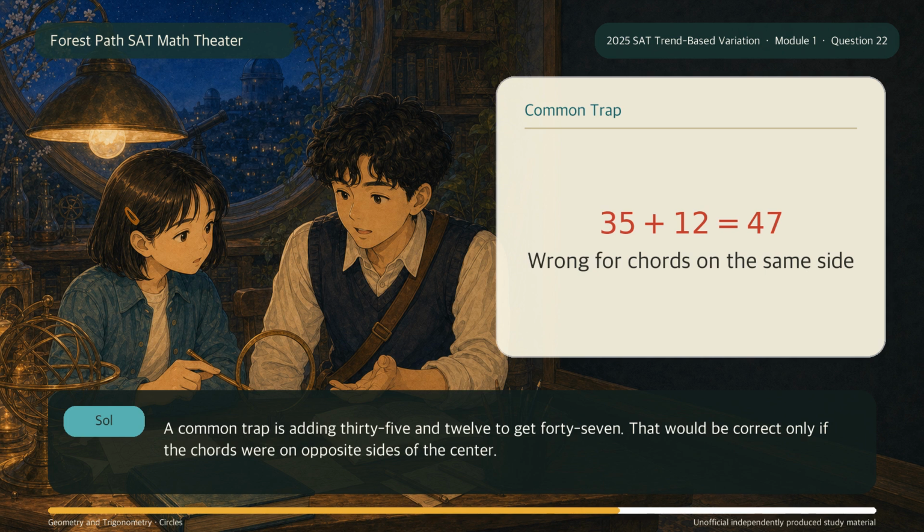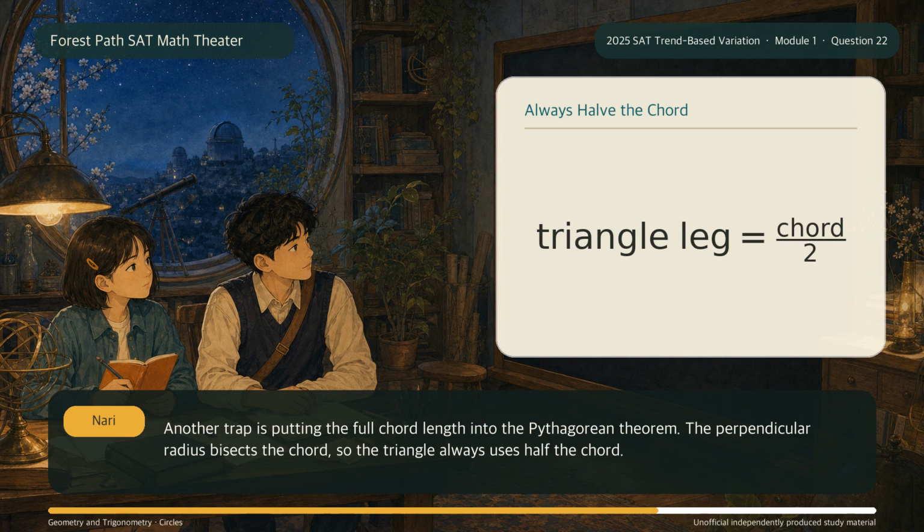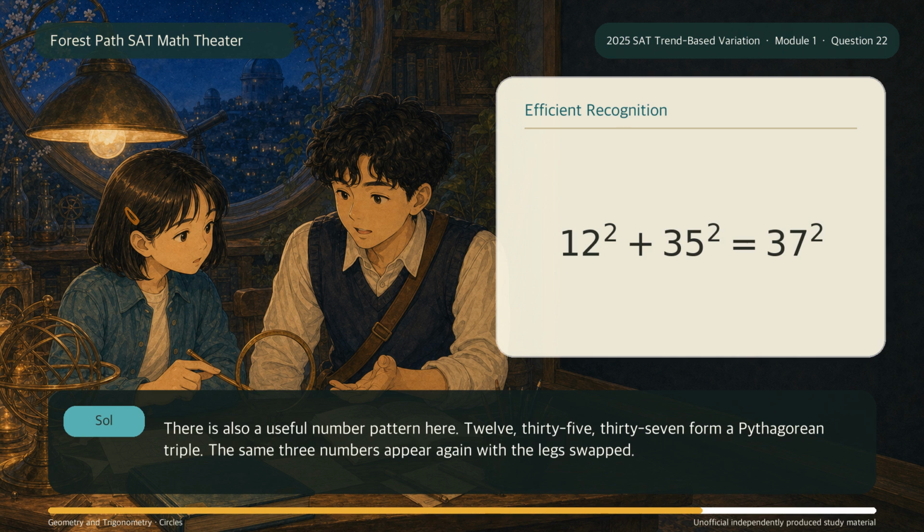A common trap is adding 35 and 12 to get 47. That would be correct only if the chords were on opposite sides of the center. Another trap is putting the full chord length into the Pythagorean theorem. The perpendicular radius bisects the chord, so the triangle always uses half the chord. There is also a useful number pattern here. 12, 35, 37 form a Pythagorean triple. The same three numbers appear again with the legs swapped.